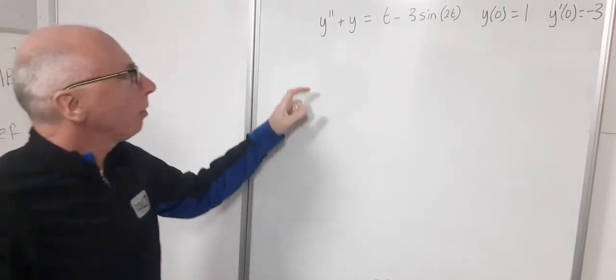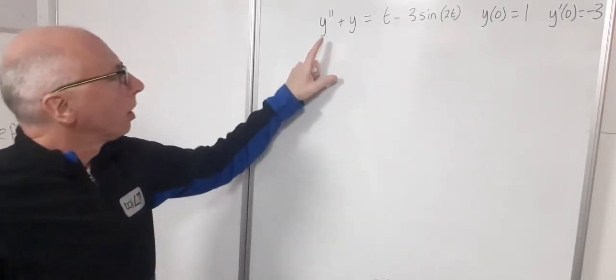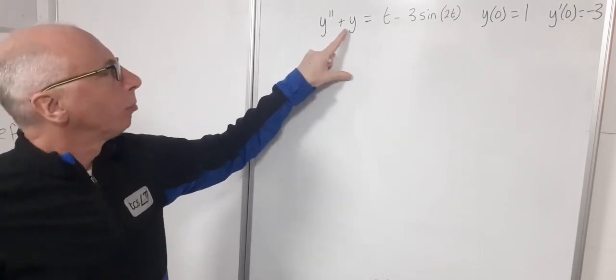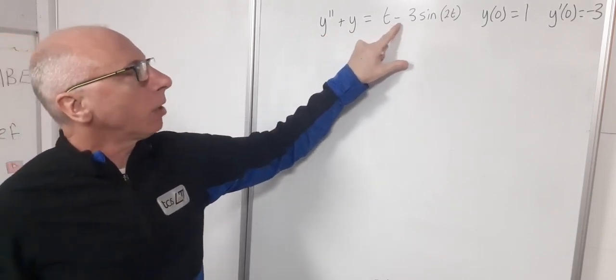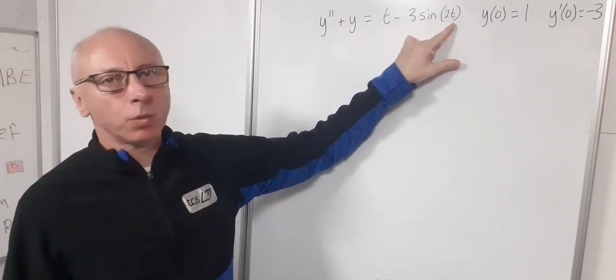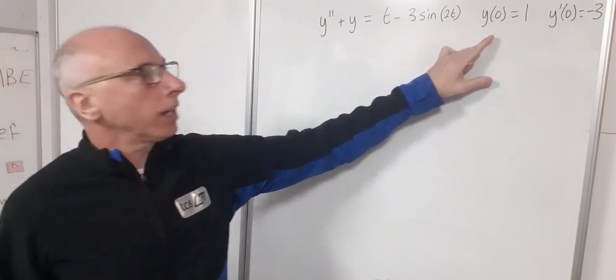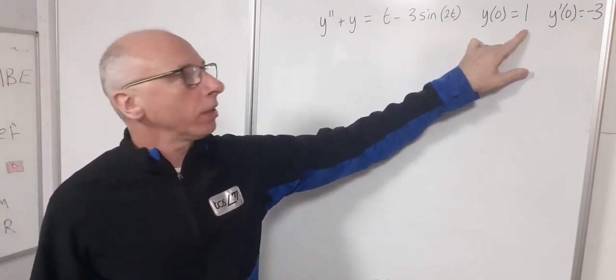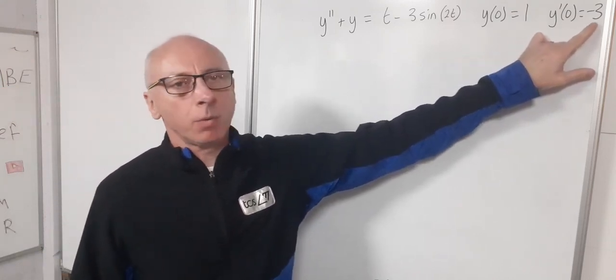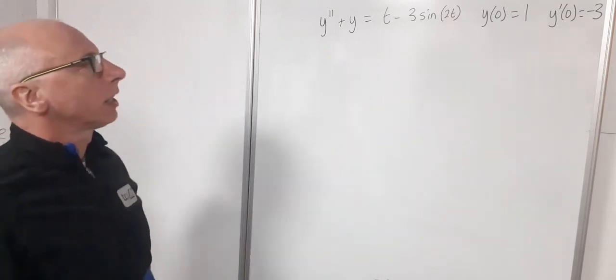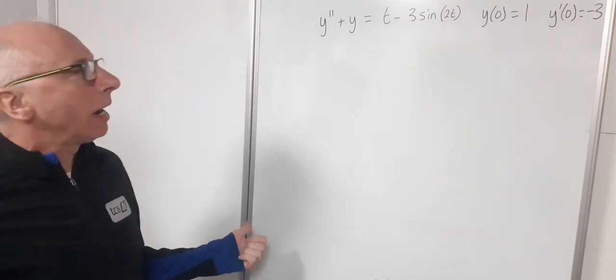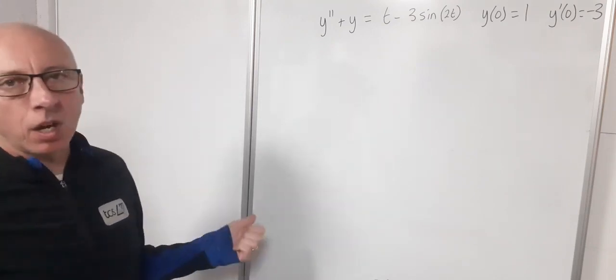So in this question here, we've got an initial value problem. We've got y double prime plus y equals t minus 3 times sine of 2t. And the initial values are y at 0 is 1 and the derivative at 0 is minus 3. So how are we going to go about solving this, trying to find our y?